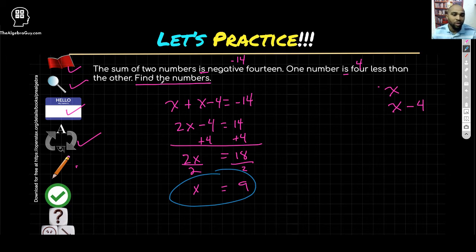I almost said we're done, but it says find the numbers. I was trying to check it, but wait a minute, there are 2 numbers. There's this one here and there's this one here. This one's negative 5, and this one's negative 5 minus 4. So we're going to have another number that is equal to negative 5 minus 4, which is negative 9. So our answers are negative 5 and negative 9.